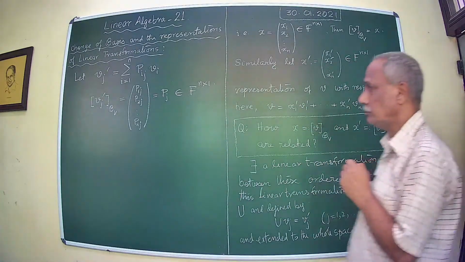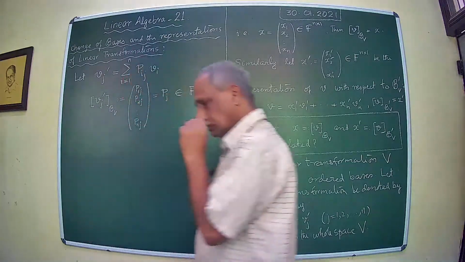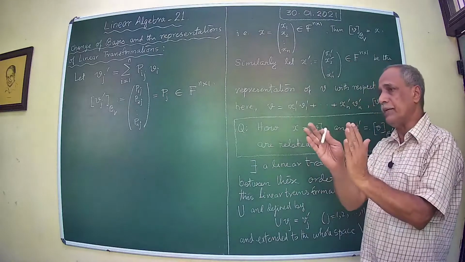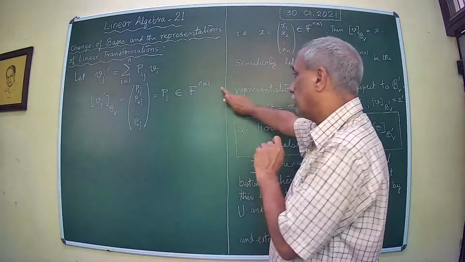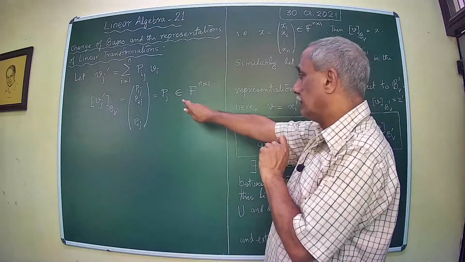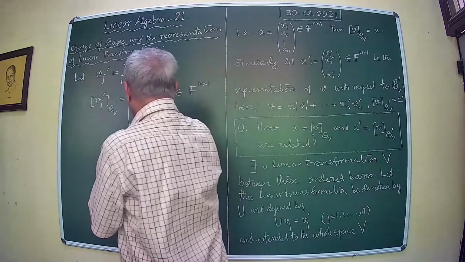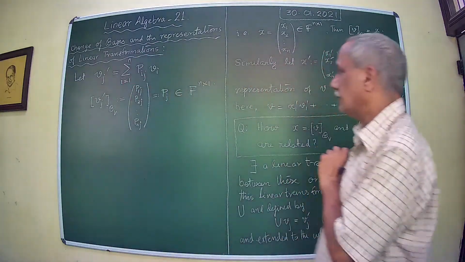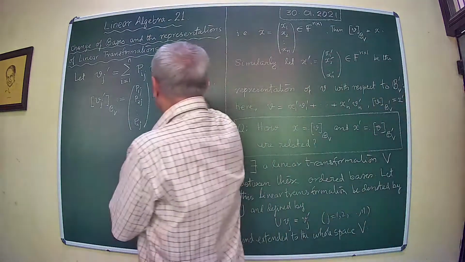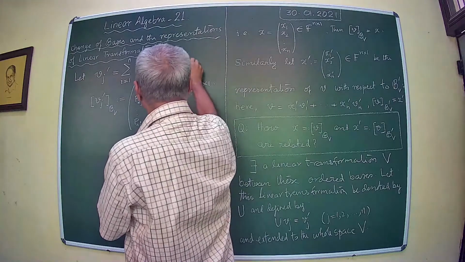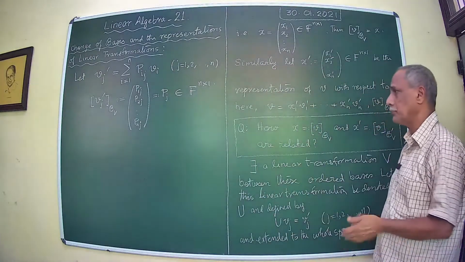Okay, this is the definition, and that is this. Therefore, each Vj prime with respect to Bv is represented in Fn cross 1 by the column vector Pj, which is defined here. Now you see that for every j it is defined, that is j running from 1 to n. This is absolutely clear.